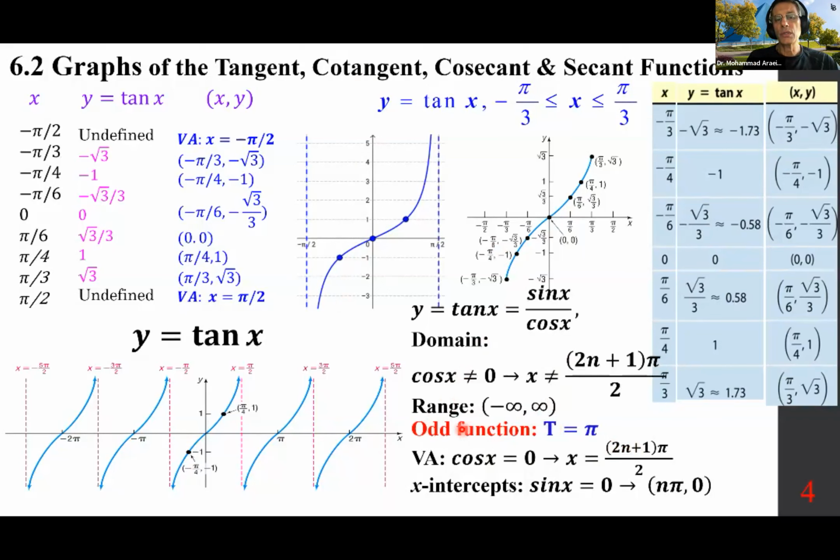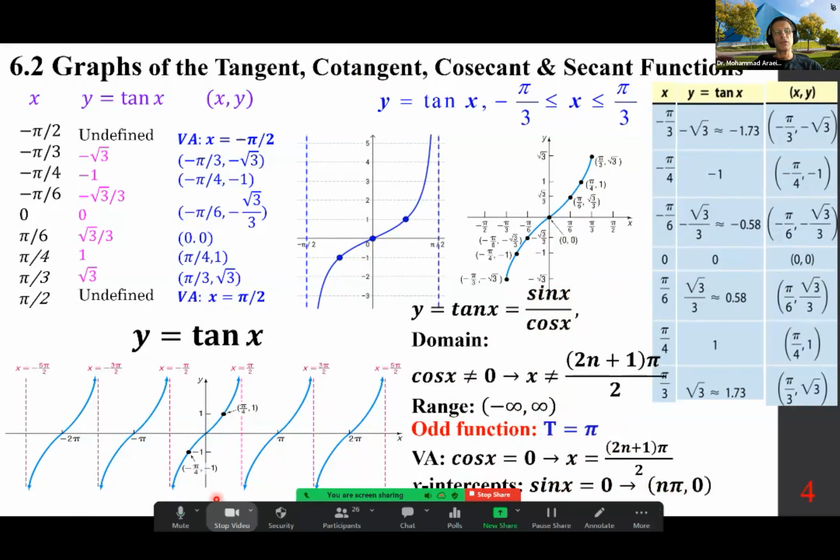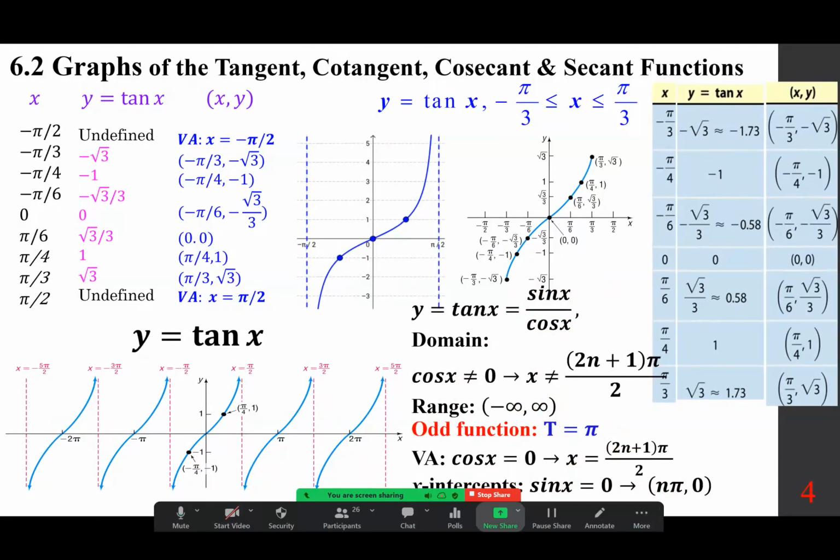You all remember it was an odd function. You all remember the period is pi. And the x-intercept is when this is 0. This is 0 when sine is 0. Sine is 0 at n pi. So that gives you the synopsis of everything you need as far as tangent is concerned, everybody.